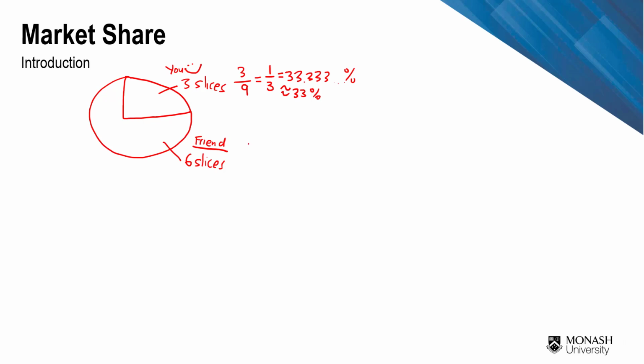Now your friend ate 6 slices. So in this case, it's 6 out of 9. So it's 2/3, and this is going to be 66.6666, it's just continuing or recurring 6. So this will give you 67%. And if you total up these two, 33 plus 67%, that will give you your 100%, which is your whole pie. If you think about it, this is technically what a market share is.